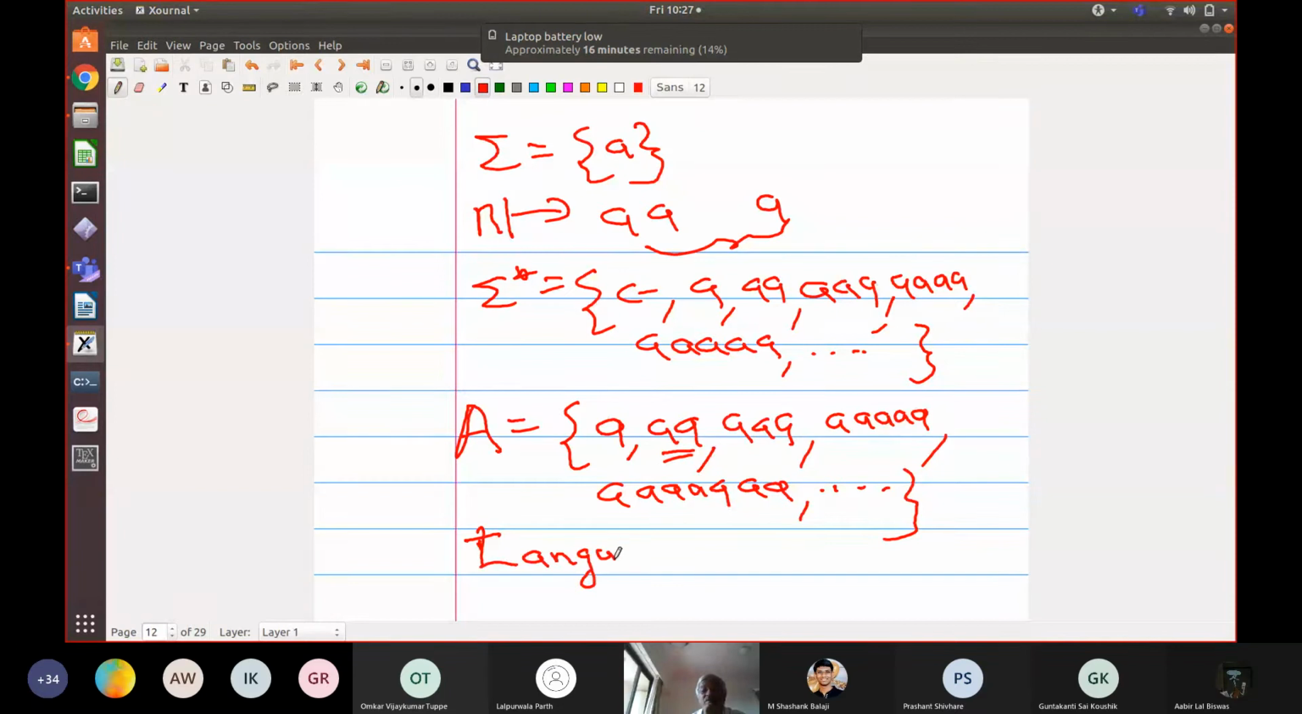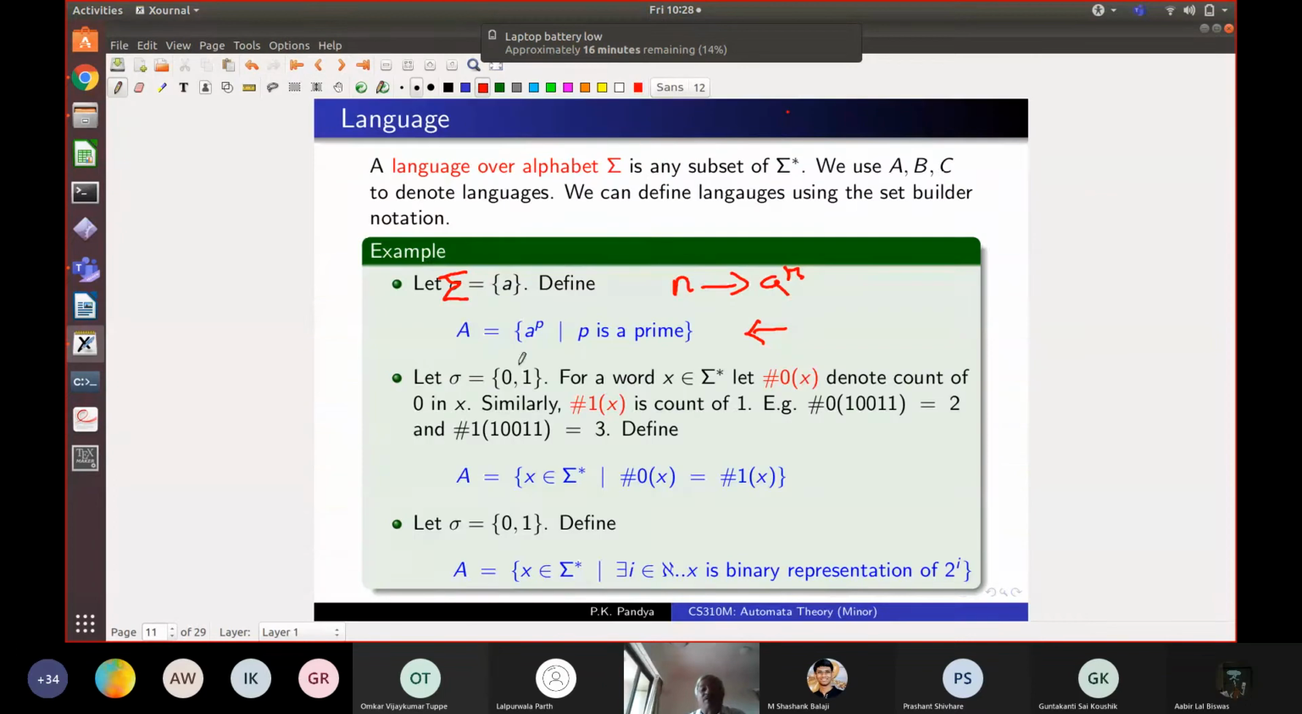But each element of the language is finite. So a language can be finite or infinite. There can be finite subsets of sigma star, and there can be infinite subsets of sigma star. For example, because we know that there are infinitely many primes, our set A will be infinite. Right? Is this clear to you?